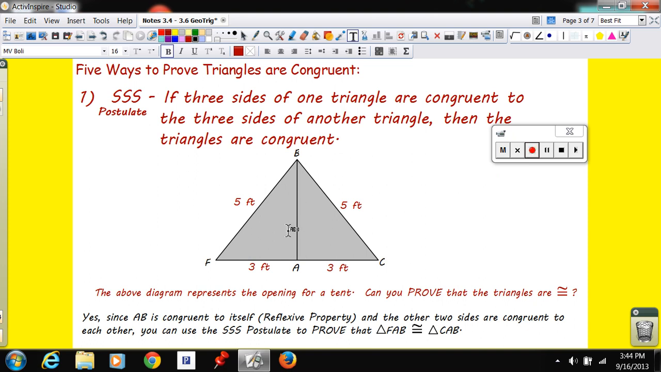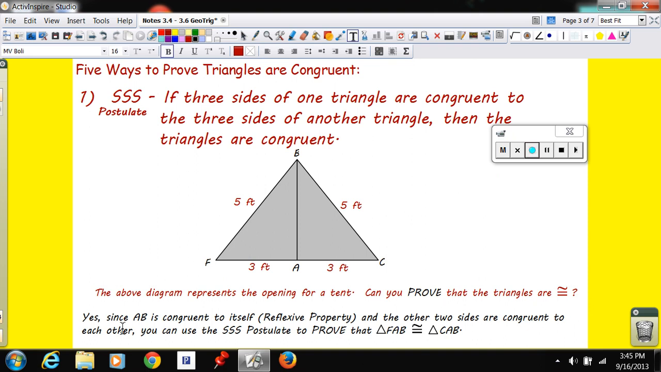AB is congruent to itself. That's called our reflexive property. If I was to put AB as congruent to AB, that's a reflexive. So it shows the opening for a tent. Can you prove, with capital letters there, that the triangles are congruent? We can look at them and say, yeah, they look congruent. This triangle right here looks exactly the same as this one, but if we want to actually prove it, that's why I put this in capital letters right here. Capital letters to prove. Can we prove that these triangles are congruent?